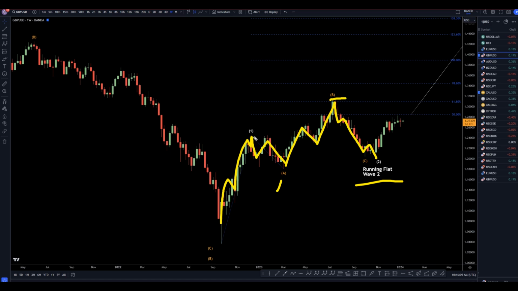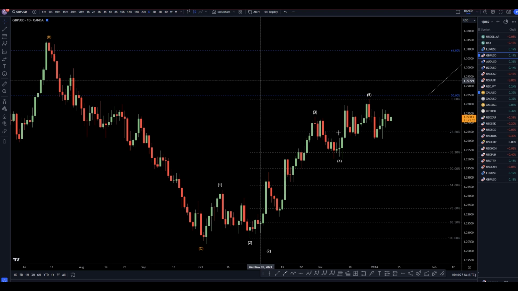Higher high for the wave B than the previous trend, higher high for the wave C than the previous wave A, then nice impulsive move up. I think we have a running flat, and I think that we are now in a wave 3, and I believe on these higher time frames it will continue to make higher highs and higher lows and continue to trend up. So taking it down to the daily time frame.